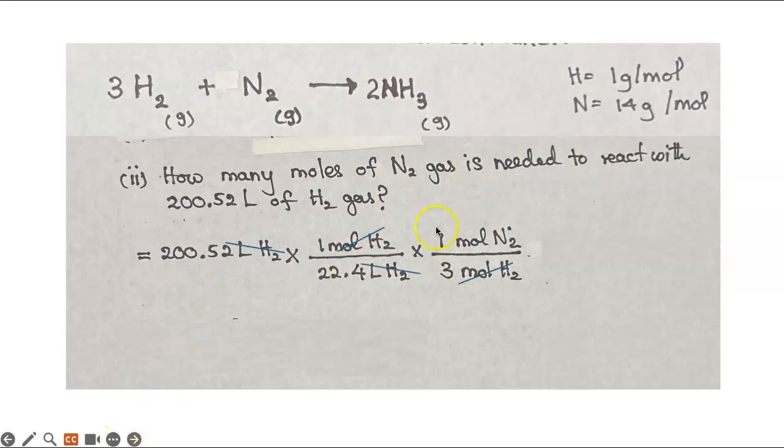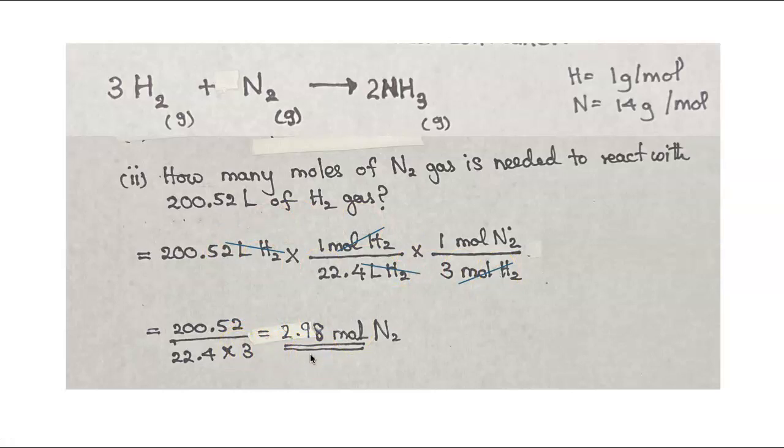Sorry, my mistake. You're supposed to do nitrogen gas, so it will be 1 mole right here. And then you can cancel hydrogen moles, and here is your answer. You just fish out the numbers and do the calculation. This is just like before, just you use a different factor.